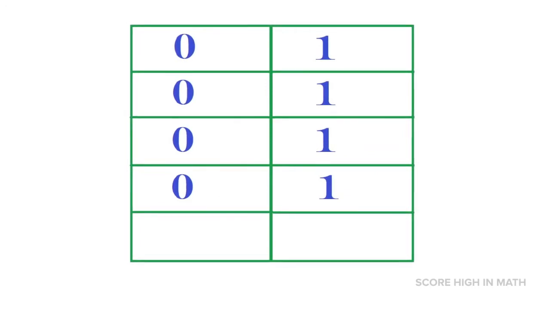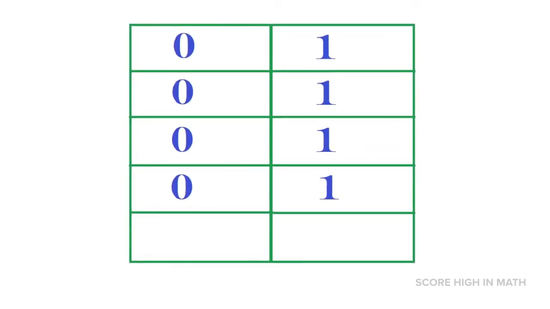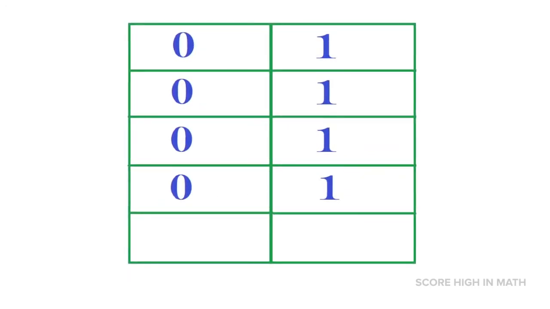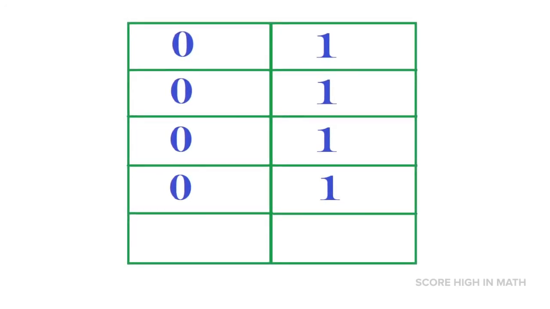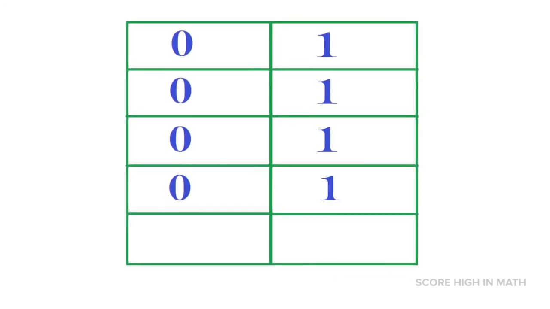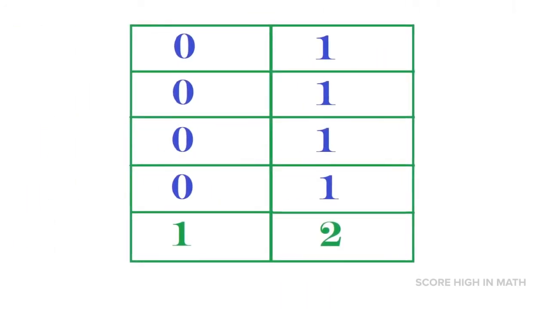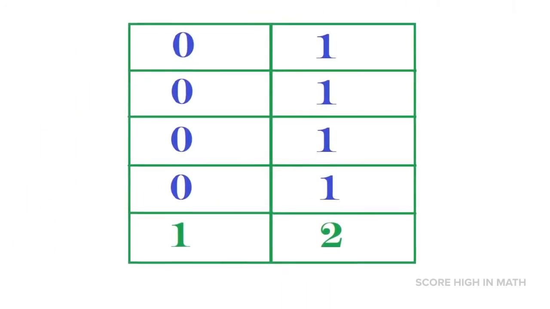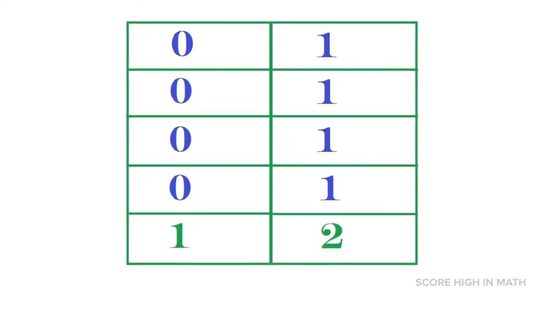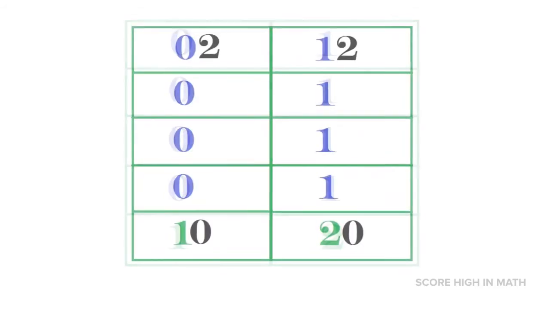To make it easier for you, let's make a 2-column table with 5 rows. I want you to put 0 on the first column and 1 on the second column up to the 4 rows only. I want you to put 1 on the last row of the first column and 2 on the last row of the second column.